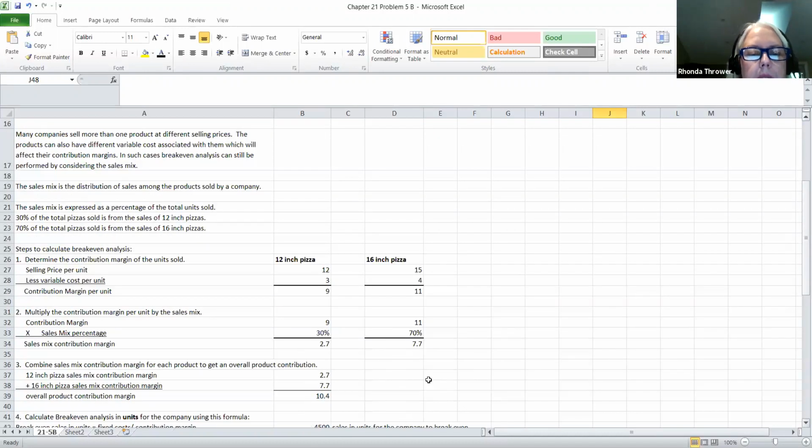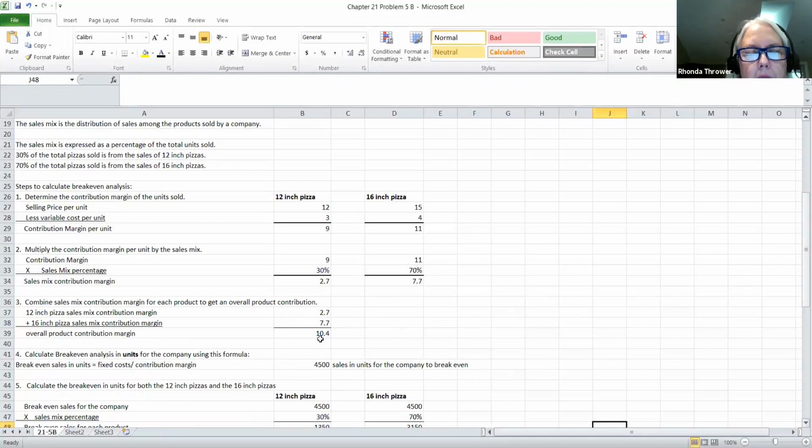The next step is to combine both of these sales mix contribution margins together. So you can see I just brought this down here, and I brought this down here, and I added them together. What that will do is give us a total product contribution margin for the entire company, not just broken down by product, but the contribution margin for the company.